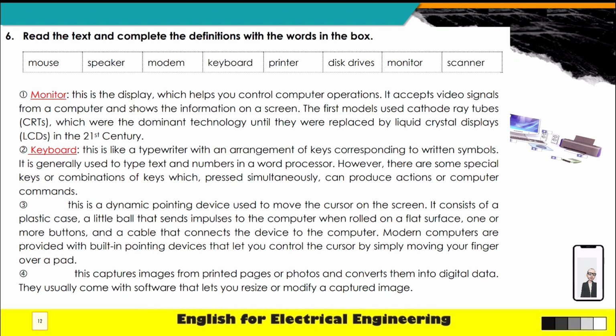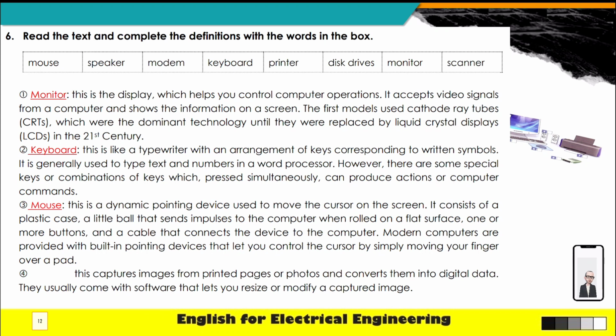So this is a typewriter with an arrangement of keys corresponding to written symbols. It is generally used to type text and numbers in a word processor. However, there are some special keys or combinations of keys which, pressed simultaneously, can produce actions or computer commands. Number three, this is a dynamic pointing device used to move the cursor on the screen. And I could just stop here and say this is the mouse.